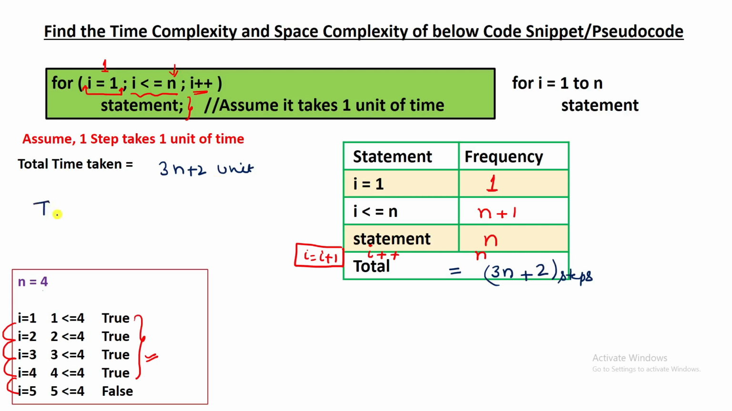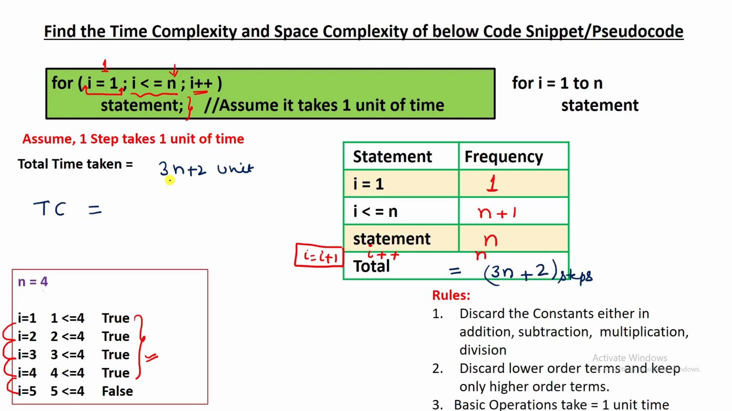Now we have to find the time complexity, which in short form I can write as TC. As we have seen in our previous video, there are some rules to find the time complexity. We will discard the constants which are in addition, subtraction, multiplication, division. So here you can see this 2 is a constant term, so we will discard this 2. What will be remaining after this 2 is discarded? 3n. And if a constant is in the multiplication, that will also be discarded. So this 3 will also be discarded, and we will be left with n. The time complexity will be n.